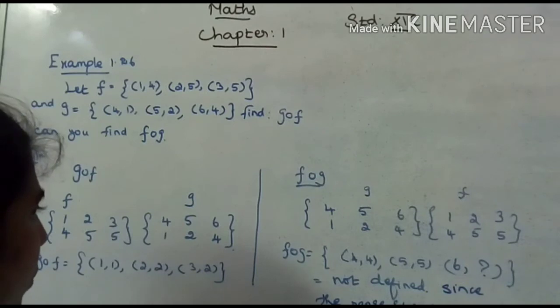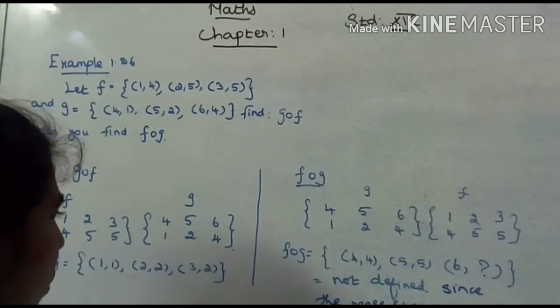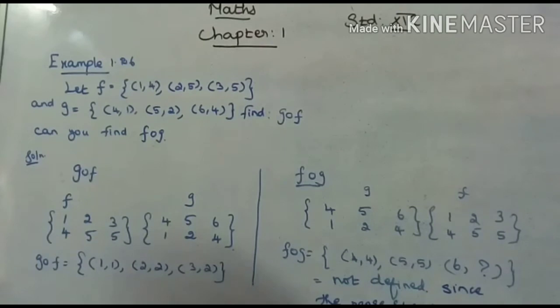Domain of f is equal to {1, 2, 3}, because 4 is not in this set. So this one is not defined.